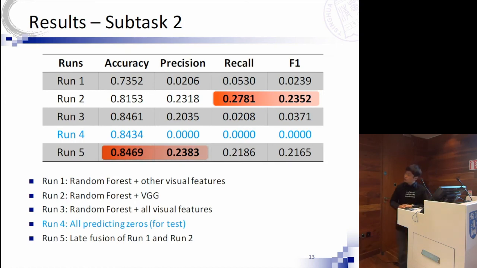Here are the details of the performance. We can see for recall and F1, the run 2 method has the highest performance, and the late fusion combination has the best performance for accuracy and precision.